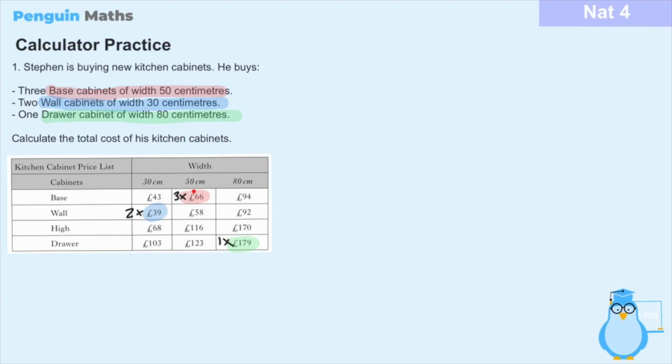So now we can see which item he bought and the price of it, but then also the frequency or the amount of each item that he bought. So now all we have to do is add up the cost of everything. So first of all we have 3 multiplied by £66, and because this is a calculator paper we can just put this into a calculator and we get an answer of £198. And that was for the base cabinets.